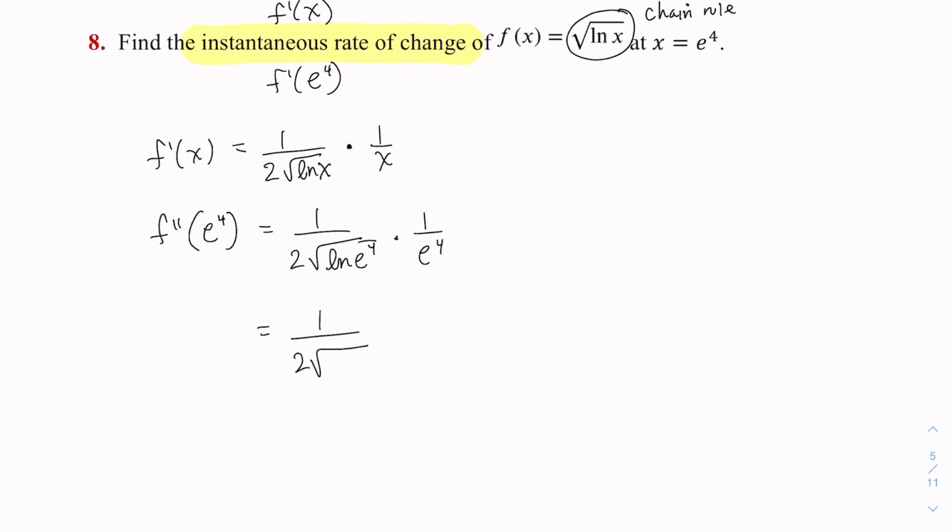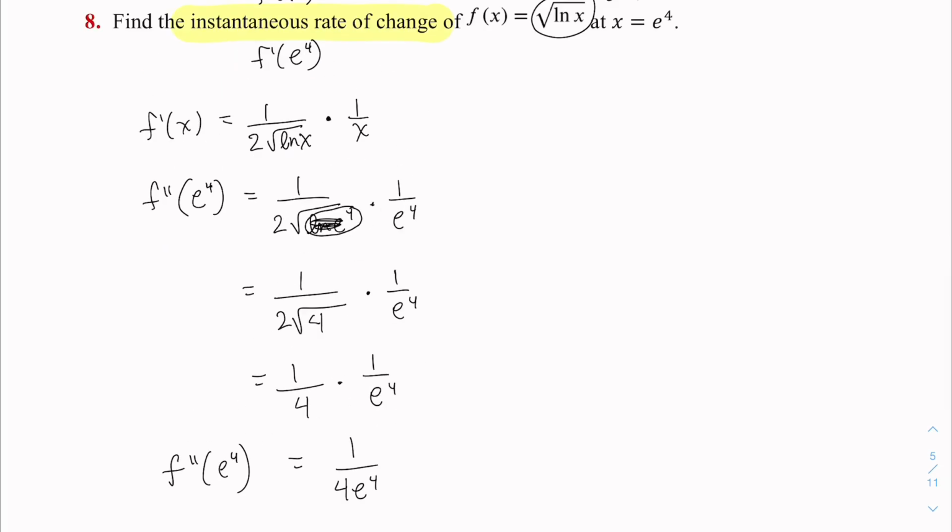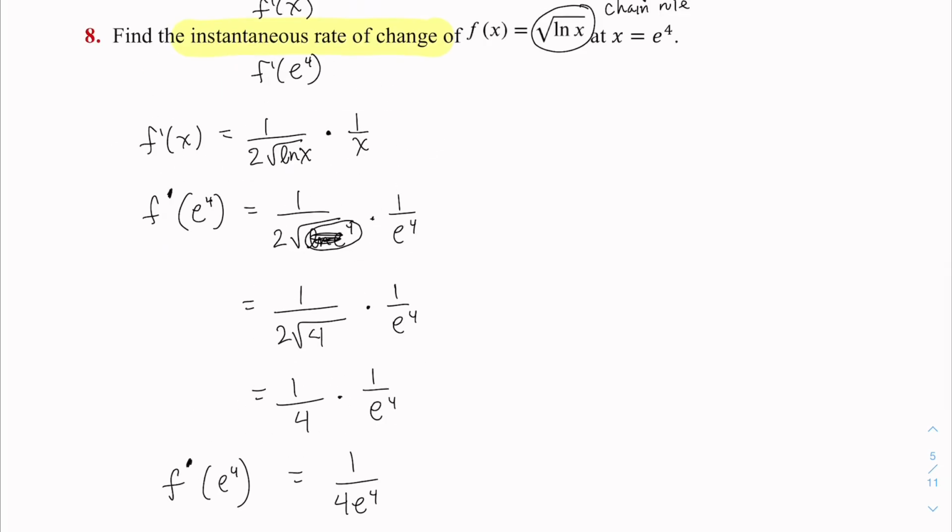So notice we have natural log of e to the power of 4, which just becomes 4. And 1 over e to the 4 stays.